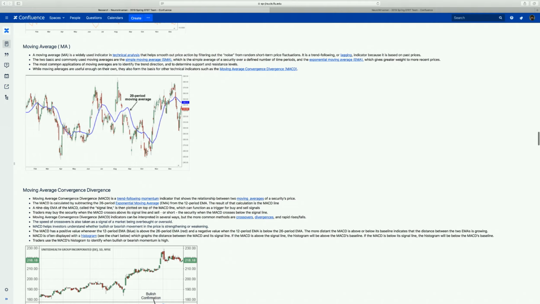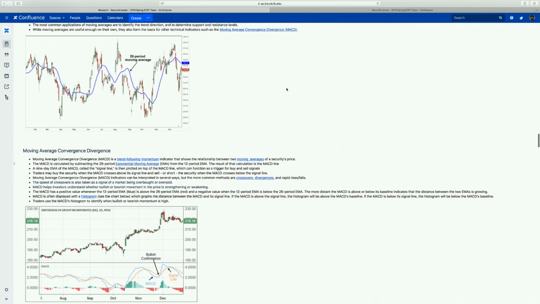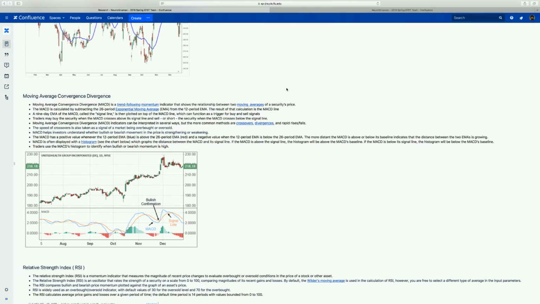One thing that is mentioned in the moving average is something called the moving average convergence divergence. This is a trend following momentum indicator, and it is the relationship between moving averages. Here's a bit about how it's computed. You subtract the 26 period exponential moving average from the 12 period exponential moving average, and you get a line from that. Here's a picture of what it looks like. Then you do a 9-day exponential moving average, and that's your signal line.